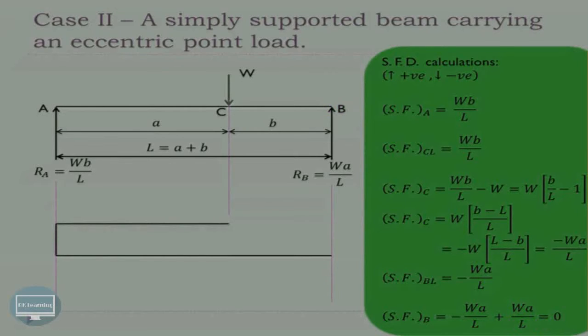So let us draw the shear force diagram. All the values which we have calculated, they will be shown over here. So Wb by L is the shear force at A. Shear force at C left is also Wb by L. Shear force exactly at C is minus Wa by L. B left it is minus Wa by L, and at B it is 0.